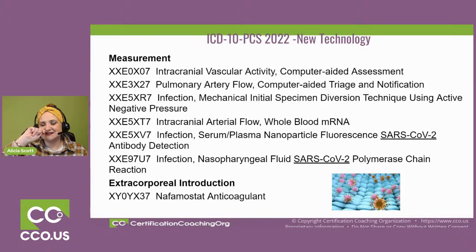Now that's where they stick the stick in your nose to your brain practically, and they look for the COVID-19, which is SARS-CoV-2. That's why there's a new code for testing for that. Extracorporeal introduction, and it's nafamostat anticoagulant. Never heard of that. That would be a fun thing to go look up as well.